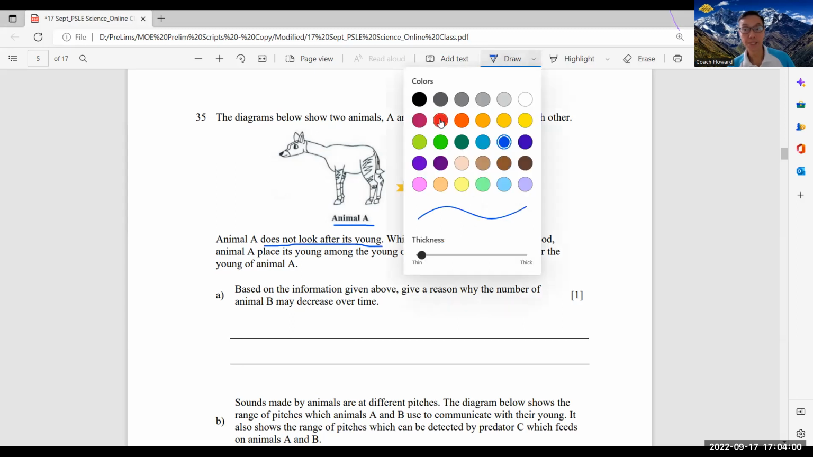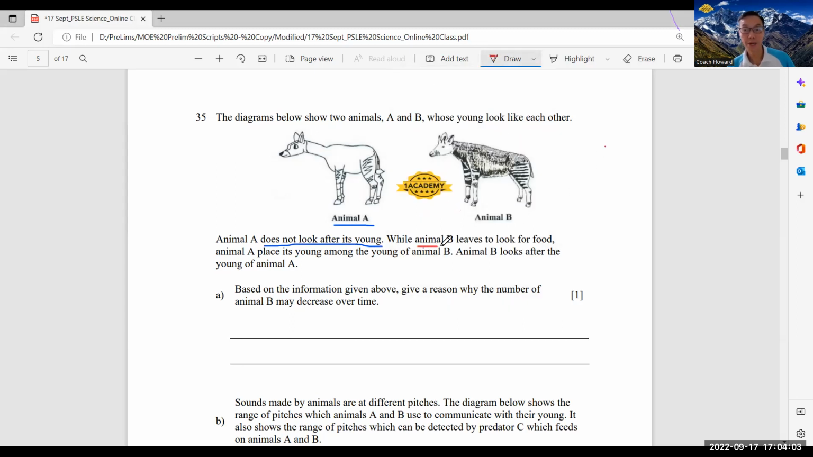And then for animal B, while animal B leaves to look for food, animal A places its young among the young of animal B. That means, let's say this is the parent, right? They will bring the young and put it in the enclosure or the part where animal B stays inside. So when animal B returns, animal B will look after the young of animal A. Of course it will look after its own. Because now it got extra so-called children, that means they are sharing the same amount of food.